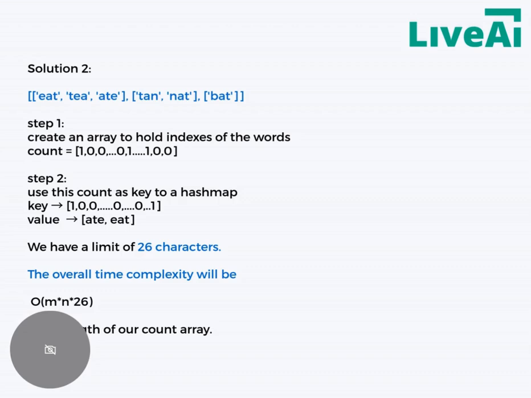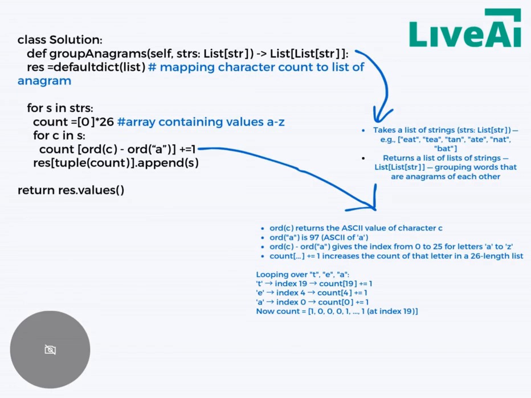Then my overall time complexity is m * n * 26, right? Which is actually less than the previous solution of log n. So that's the reason we will go over and use solution two. Okay, so let me start coding it.